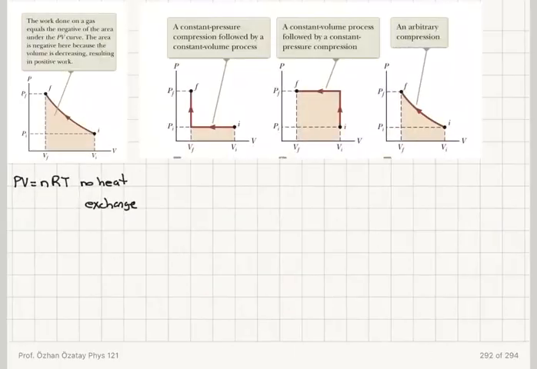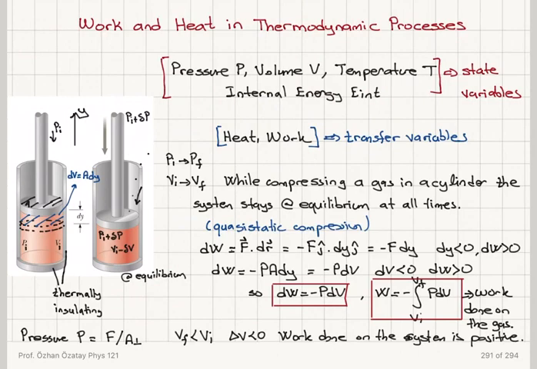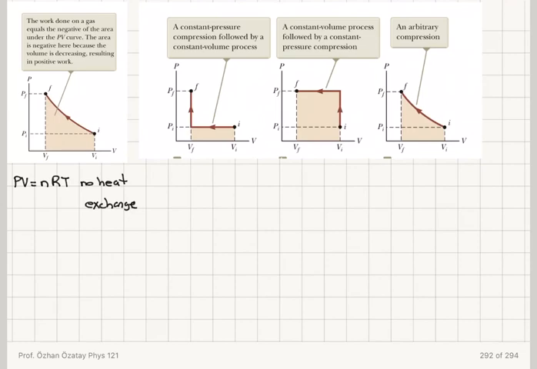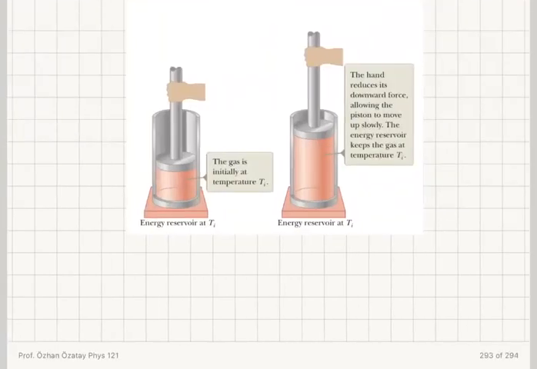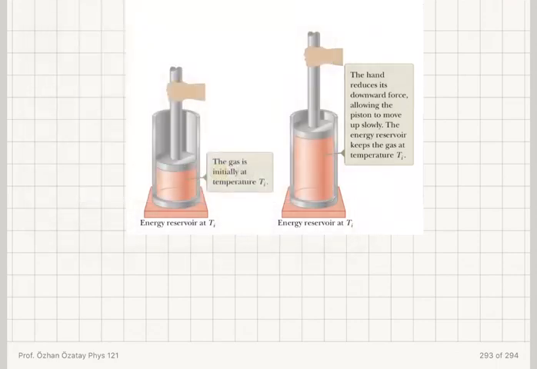However, if I connect it to a heat reservoir also at the bottom, so that fixes the temperature, then I would have what is called an isothermal process. So that's the situation here. We have isothermal compression or expansion.